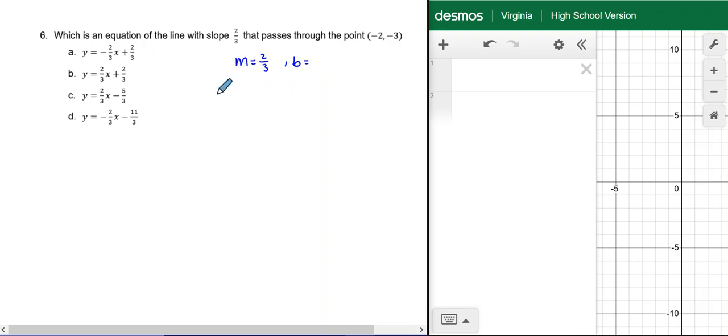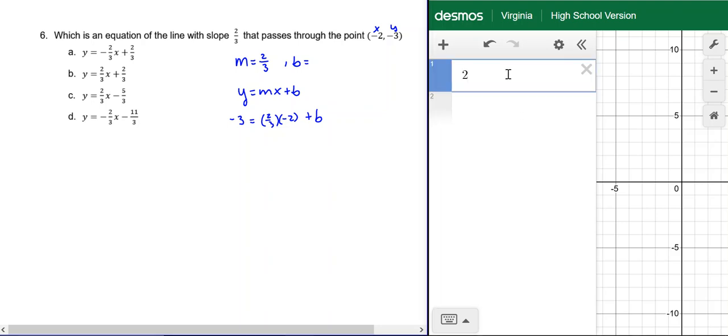All right, so to find the y-intercept, I'm going to start with the slope-intercept form again. And then I'm just going to plug in the given information. I know what y is because it's the y-coordinate of my point. So y is -3. I know what my slope is, which is 2/3. I know what x is, which is -2. So these two, remember, you multiply them together. And I do not know what b is, so I'll keep that still like that.